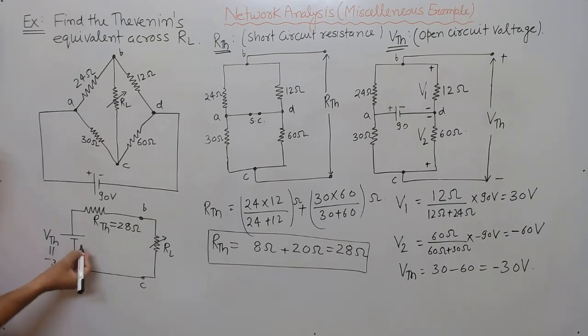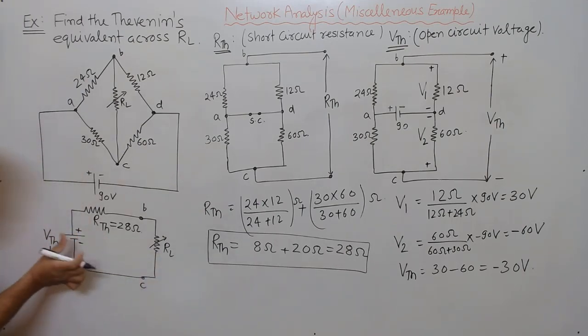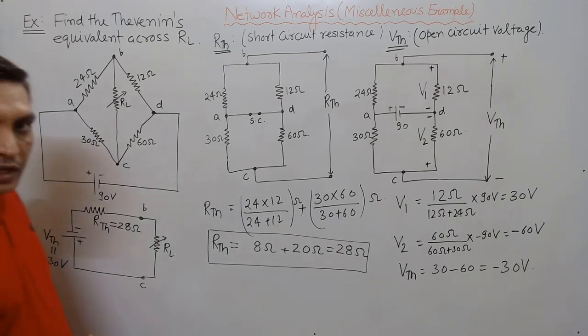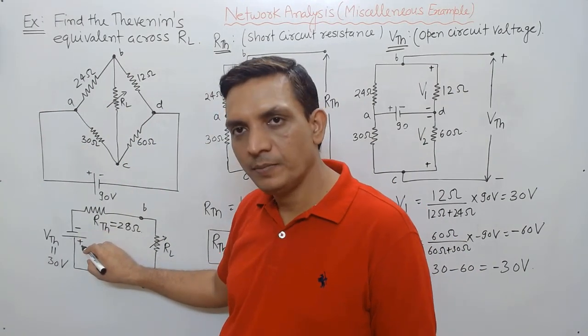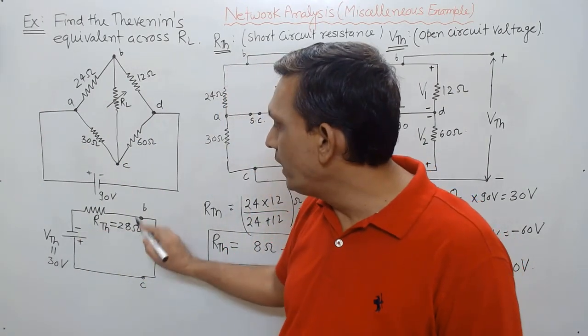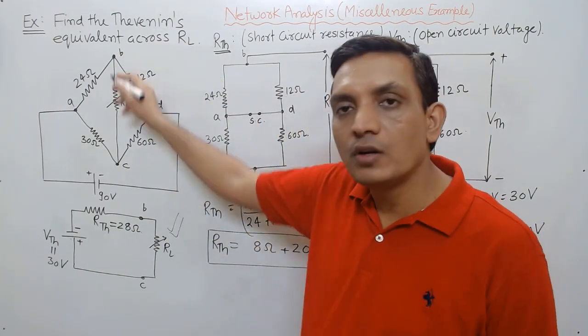So minus 30 means instead of taking this as plus minus, you have to replace it. So you can take it as VTH 30 volt and take it as minus plus. So VTH is 30 volt and you have to take minus plus, and RTH is 20 ohm. So that is the Thevenin's equivalent across RF.